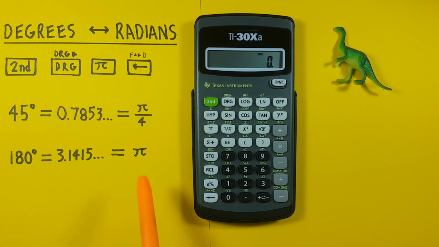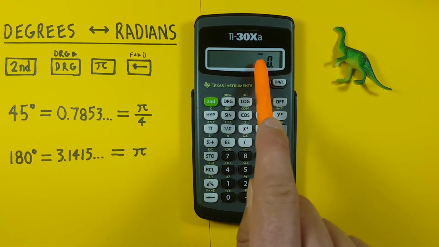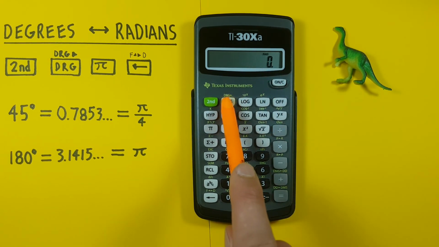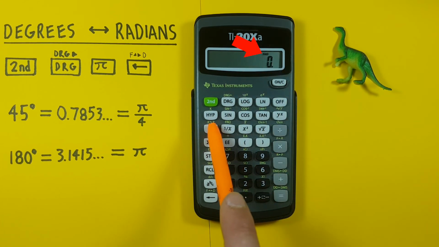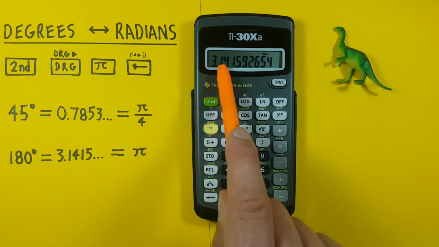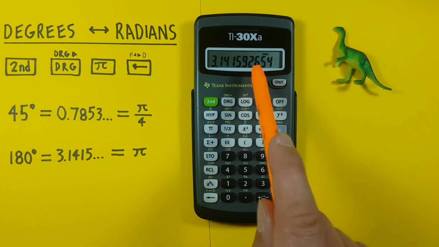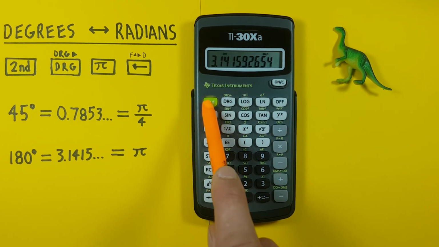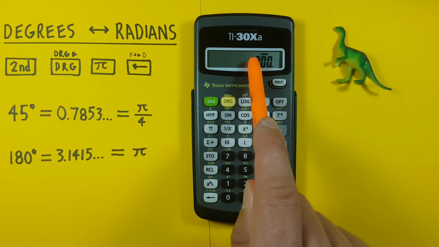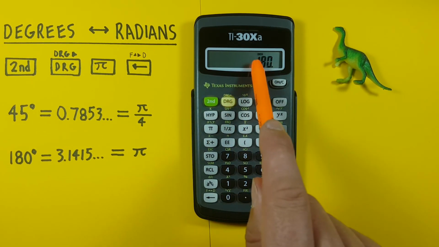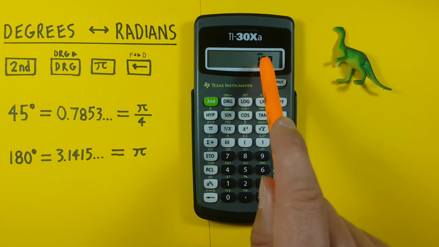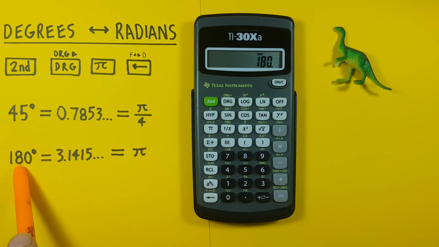Another example, let's say we were given pi. First, we set our calculator to radians, since that's what we're starting with. So we go DRG until we see the RAD at the top there, and then we press the pi key. There we go. Now if we press the second function, DRG, once, we get that in gradients. And we do it again, and we convert to degrees. So pi is equal to 180 degrees.